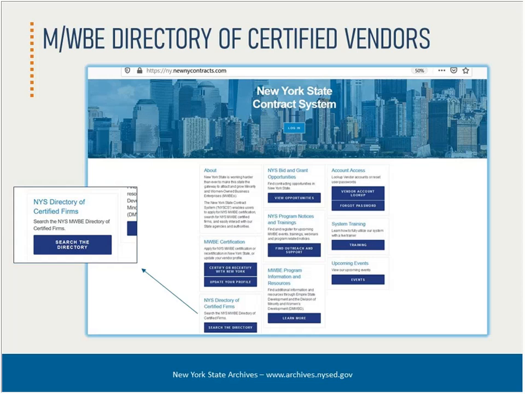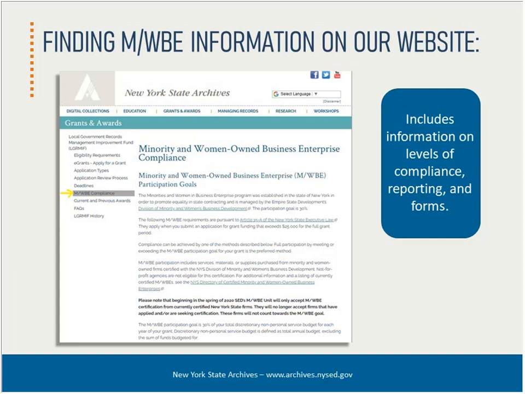Now let's look at where you can find more information about the MWBE process on our website. For a quick reference on the MWBE process and the LGRMIF program, you can visit our MWBE compliance webpage. This page is but one of several pages that highlight our LGRMIF program on the Archives website. Here you can find information on levels of compliance, reporting, and forms. You will also find links to the directory of MWBE vendors, the home page of the Division of Minority and Women's Business Development, and legislation, including Article 15A of the New York State Executive Law and Section 162 of the State Finance Law. There is also a compliance checklist with links to the various forms you need to complete. We'll post this web address at the end of the presentation.